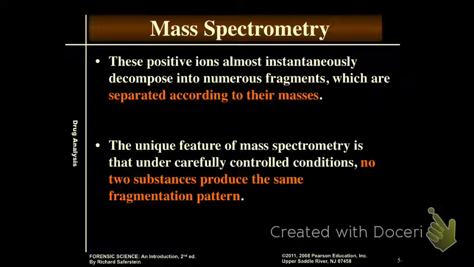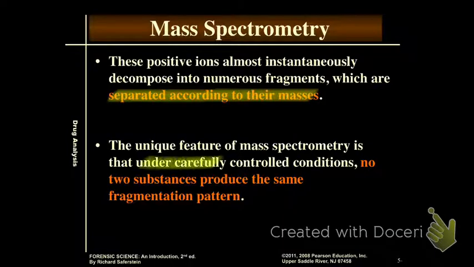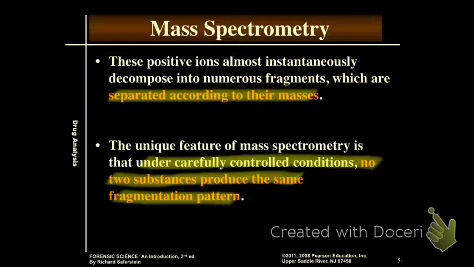The high energy ions going through the mass spec separate the material in there according to its mass. So the mixture is separated according to the different components' masses. It's unique because under carefully controlled conditions, no two substances will produce the same fragmentation pattern. So mass spec also can give you a unique identifier.